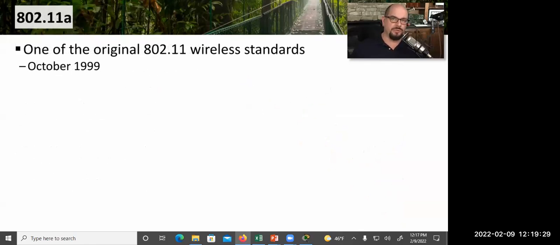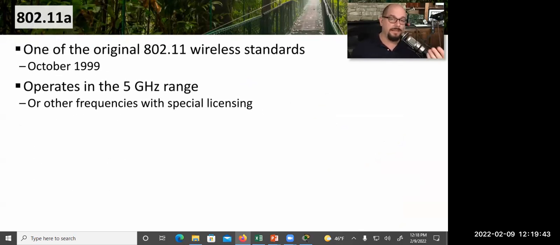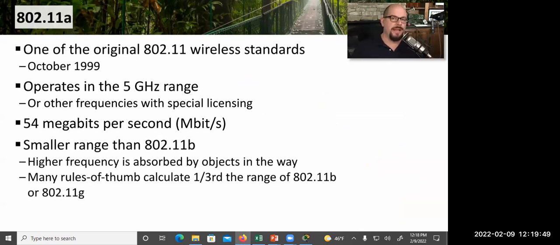When the 802.11 standards were released, there were 2 standards that were released simultaneously. One of these is the 802.11a standard, one of the original standards that was released in October of 1999. 802.11a operated in the 5 gigahertz range and gave us throughputs up to 54 megabits per second. Because 802.11a was using 5 gigahertz frequencies, it tended to have a smaller available range than the 802.11b standard. 802.11b uses 2.4 gigahertz frequencies, and those lower frequencies tend to bounce off of other objects rather than being absorbed by objects at higher frequencies.